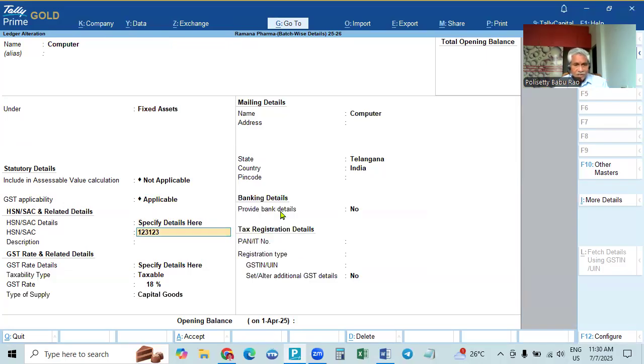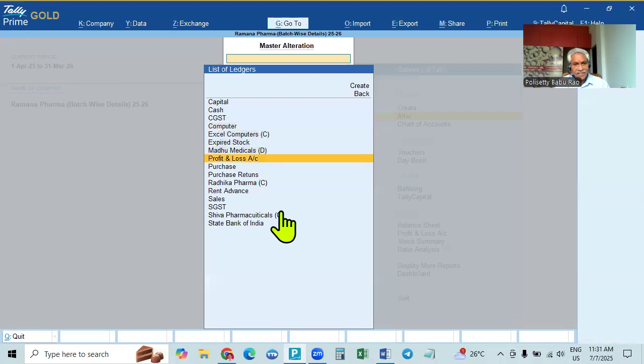GST applicable, this is the HSN code, taxable, percentage, and at the end, for services, we select service. For trading goods, purchasing and selling, we select goods. But for these fixed assets, they are called capital goods. We have to select that goods, accept, and all others are the same.